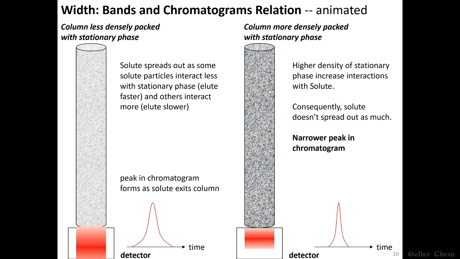And this is the essence of why a more densely packed column has a tighter distribution of solute particles compared to a less densely packed column. It's the exact same concept. Some of the solute particles just don't have to deal with as many stationary phase particles as others, but we can minimize these discrepancies by packing the column more densely.